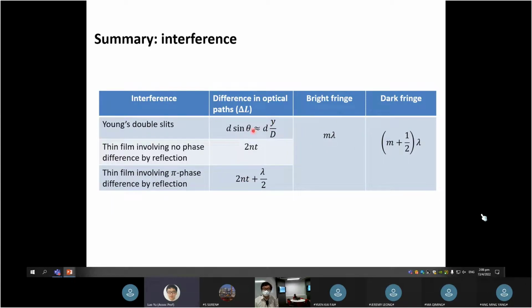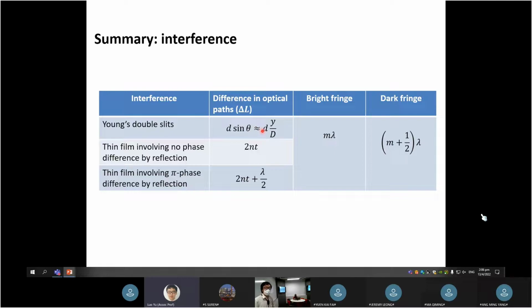If it's a dark fringe, this equals m plus half lambda. So that allows for different experiments, where the optical path difference is calculated in a different way. For Young's double slit, the optical path difference is d times sine theta.